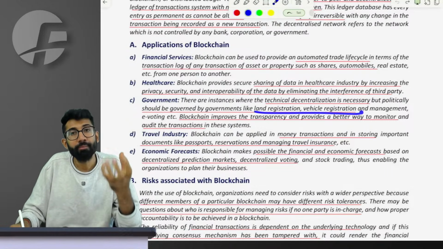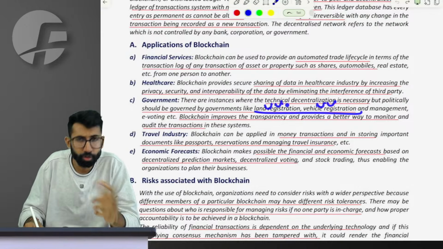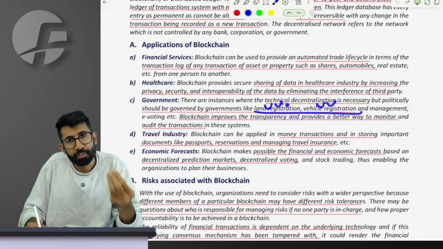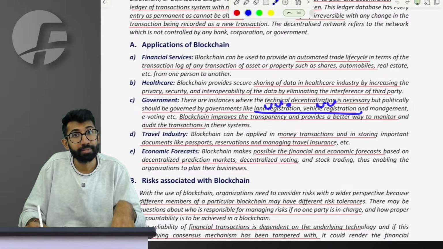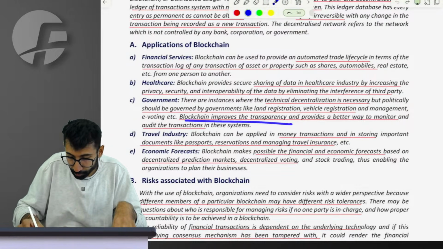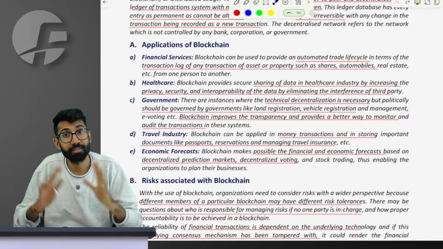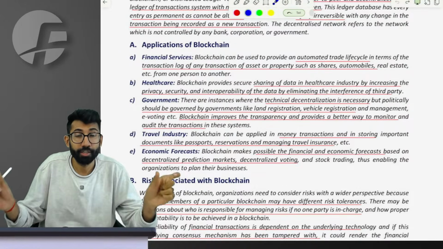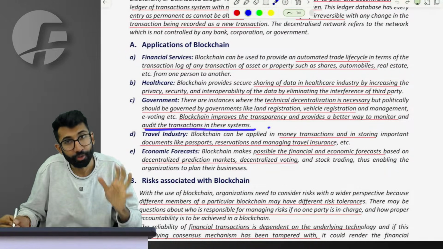Then government related things. Government also needs to keep different records like the vehicle registration, the land registration, or data regarding the birth certificate, death certificate, any kind of data which government keeps. That can also be kept through blockchain technology. It will improve the transparency and provide a better way to monitor and audit the data. Since transparency is there, data is accessible to different authorities, to different permissible parties, right? It can be better audited and monitored.